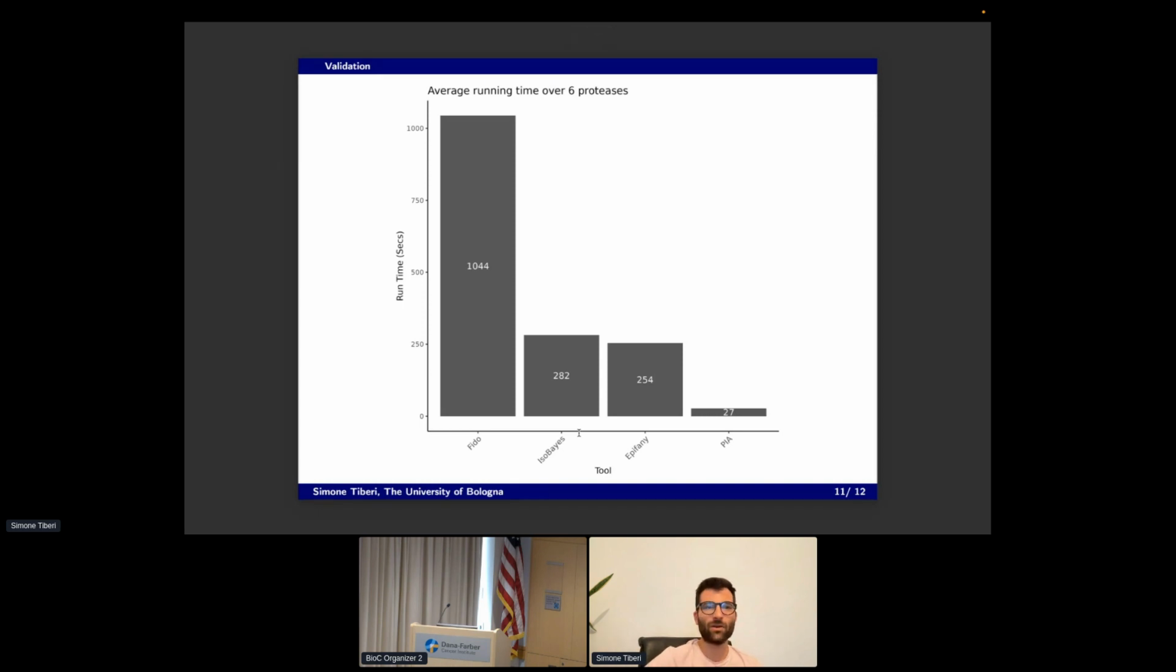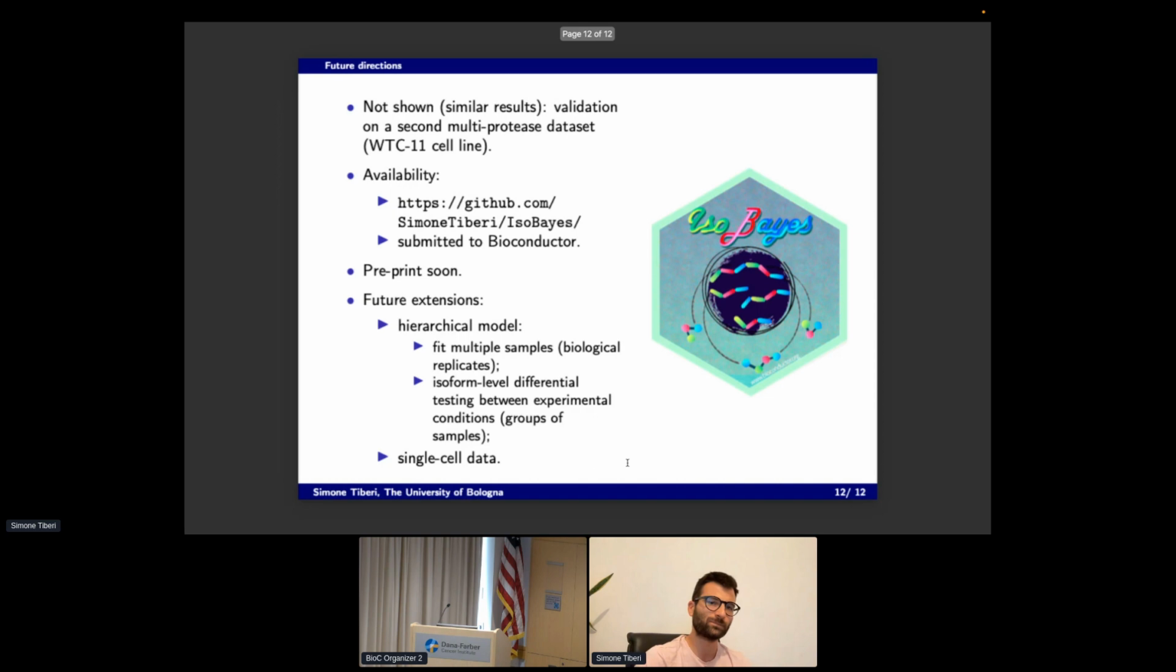Computationally, I know I'm running out of time, so I'll be quick. The method runs in a few minutes, okay? 2, 5, 10 minutes, depending on the size of the data set, which I think, again, is quite reasonable, and it's very similar with respect to Epiphany. I'll just say that we have a second multi-protease data set that we're currently analyzing, and results are quite coherent. And again, I'll just remind you the package is on GitHub. I think it will be on Bioconductor soon, and we'll also have a preprint in maybe a couple of months or something like that.